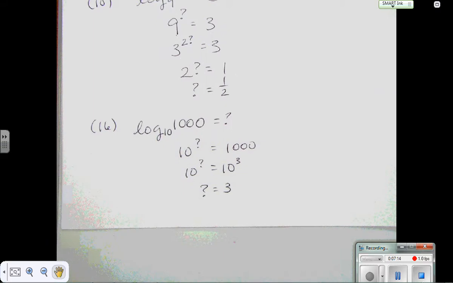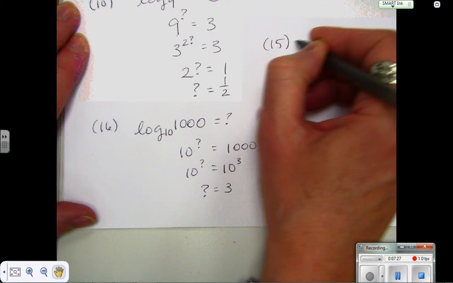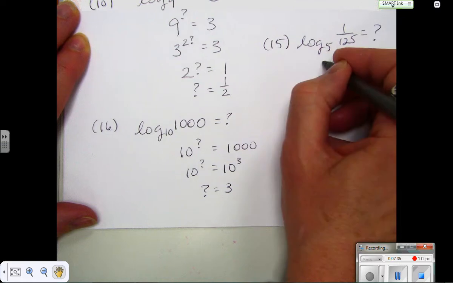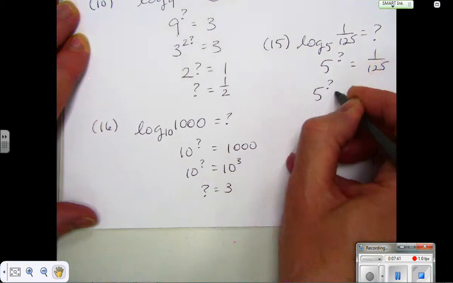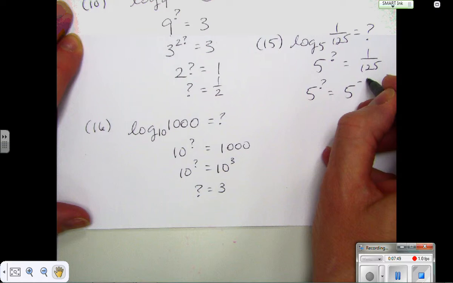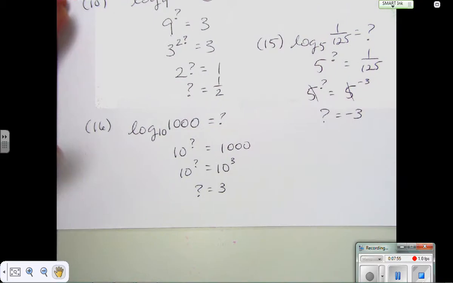Well, let's do, you want to do 12 or 15? Or 14? 15? Okay. Log base 5 of 1 over 125 equals what? So 5 to what power equals 1 over 125? Anytime you have a fraction, if you want to write the base as a whole number, you have to use a negative exponent. So that would be negative 3. And then your bases are going to reduce out, so your exponent has to be negative 3. Any other questions?